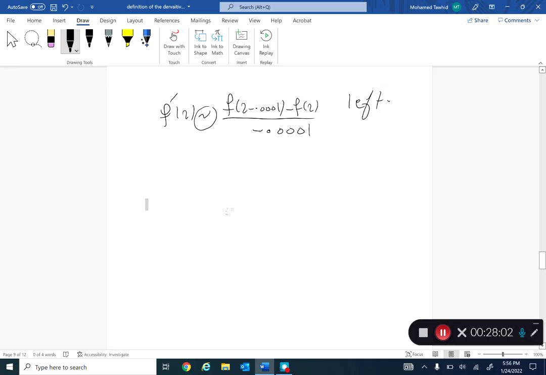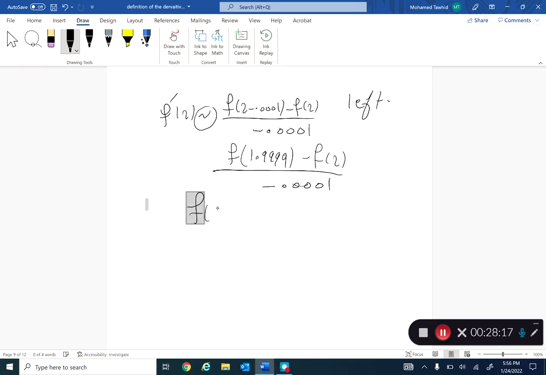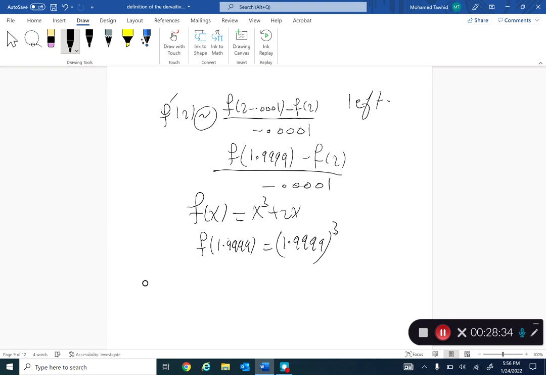So you have to use technology. So what do you have? You have f of 2 minus 0.0001, you get 11.99949, minus f of 2, over negative 0.0001. What is your f of x? Your f of x equals x cubed plus 2x. So I have to go back to compute this one. So what is f of 1.9999? It will be 1.9999 cubed, which is about 7.99949, right? Plus 2 times 1.9999.